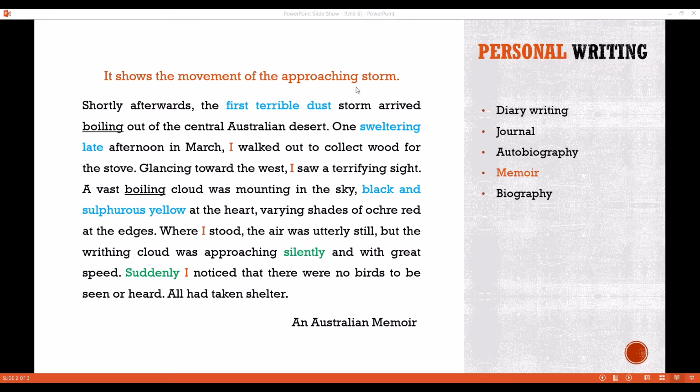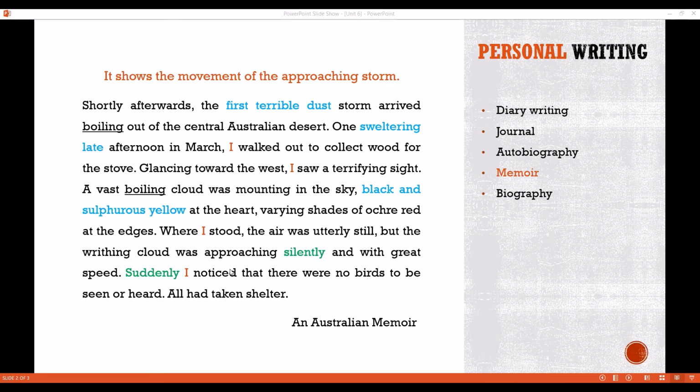Written in the title, approaching storm. The storm is coming, okay, and he is describing how it is coming. He's not in the storm right now. So he's saying, where I stood, the air was utterly still. Where he was standing at that moment, the air was utterly still. So it means it is coming towards him, approaching. And the writhing cloud was approaching silently. It means it was coming.